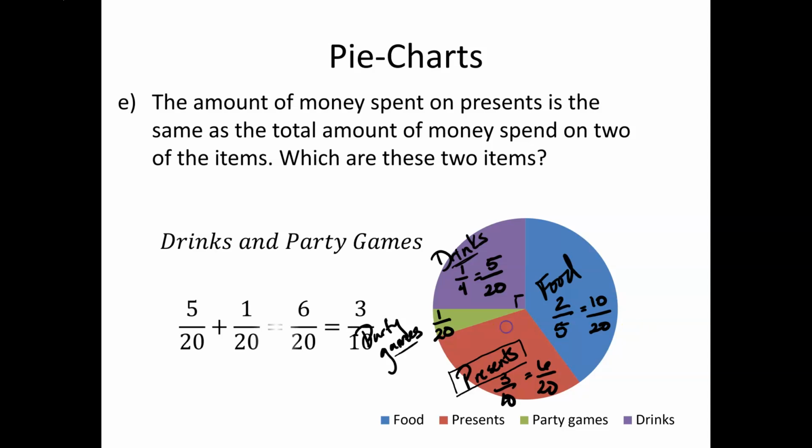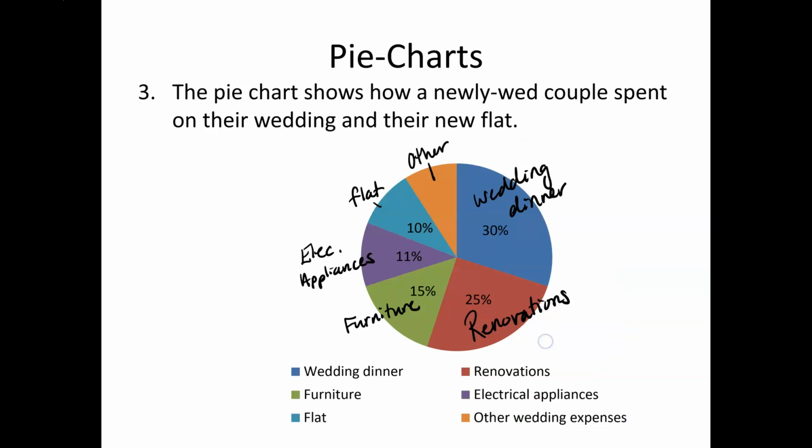All right, let's take a look at question number 3, and then we're going to be done with this lesson. Question number 3 says, the pie chart shows how a newlywed couple spent... well, this is a confusingly worded question, isn't it? The pie chart shows how a newlywed couple spent on their wedding and on their new flat. Okay, well, I would add the word money in there, but whatever. Okay, so let's take a look.